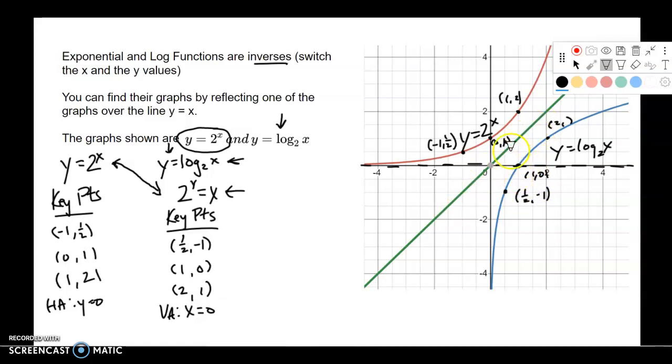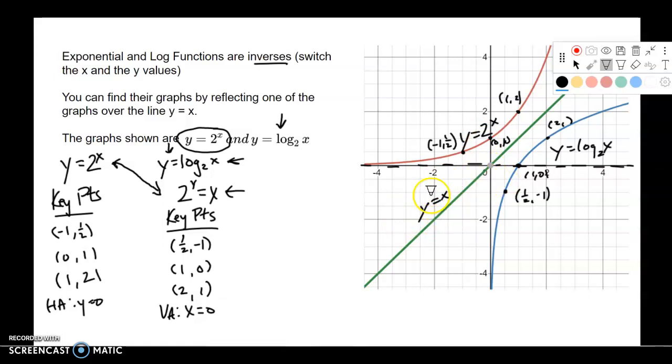And what happens is these two graphs are reflected over the line y equals x. They're symmetric. This is the line y equals x. And that should make sense because the difference between this exponential function and the log function is that the x and y are switched. Okay? So this graph in blue is symmetric to the graph that's in red across the line y equals x. That's what it means to be an inverse, for two functions to be inverses. They're symmetric about the line y equals x.